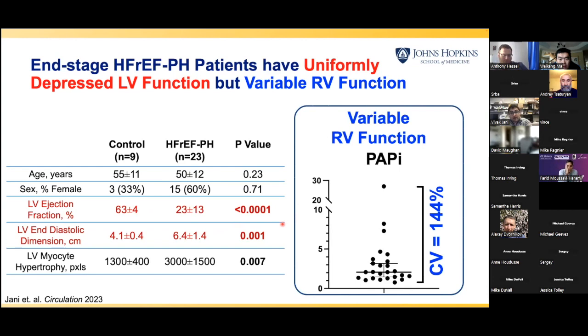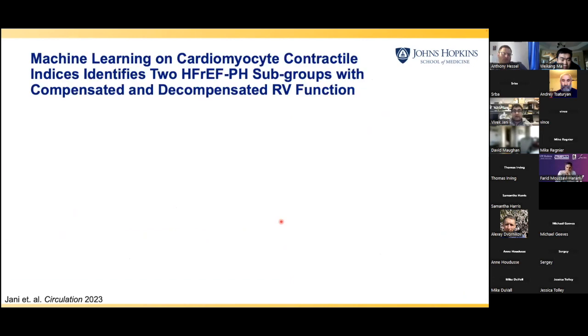Shown here is PAPI, that same index I talked about on the previous slide. You can see that the coefficient of variation is 144%, which means that there are some patients with normal RV function and some patients with markedly reduced RV function. And so we asked the question: is it possible that the patients with reduced RV function have depressed RV contractile function at the cardiomyocyte level?